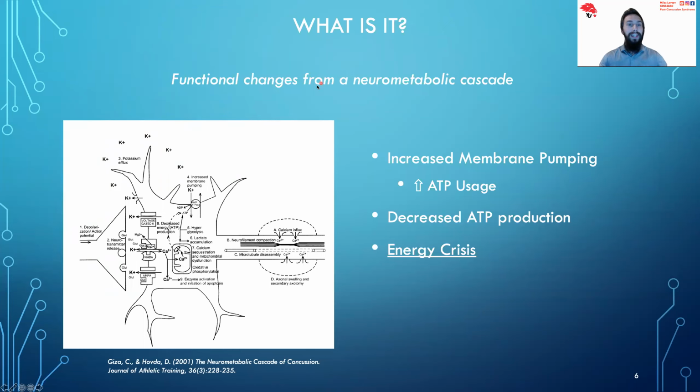So what is it then? Well, it's those functional changes from a neurometabolic cascade. And if we're looking here, there is a lot going on. We got 1 to 9 steps with also some steps over here. What do I want you to focus on? Increased membrane pumping. So increased ATP usage, increased energy usage. Here, decreased energy production. So we see we're using more here, we're producing less here, which is creating an energy crisis.